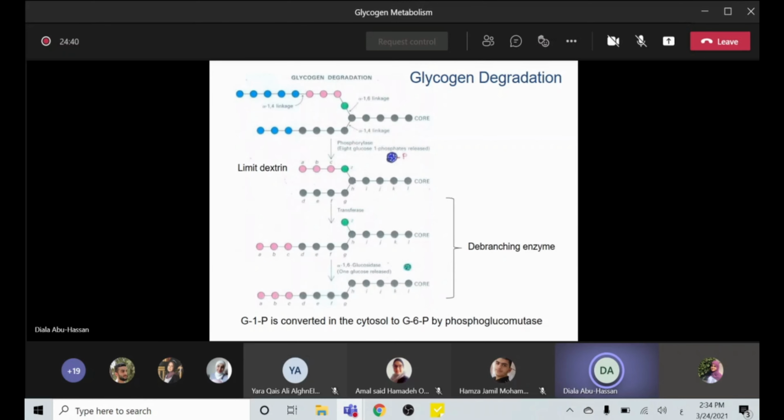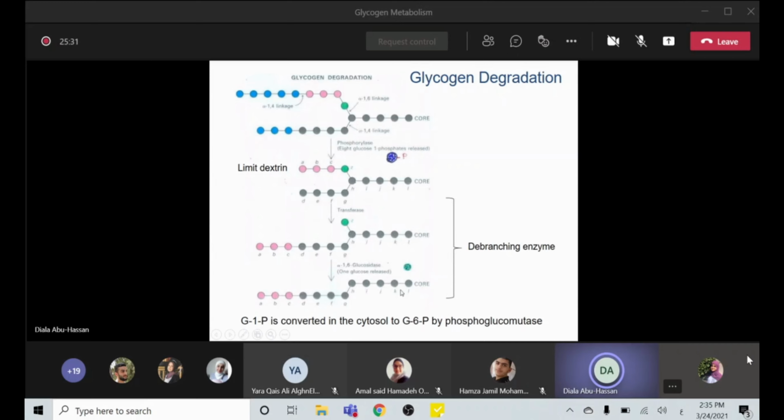So what happens for the branching point where we have an alpha 1,6 linkage? We need to have another enzyme, a debranching enzyme. Okay. This debranching enzyme has two functions. The first is the transferase that did the limit dextrin transfer process, and the second function is the alpha 1,6 glucosidase. Okay? Alpha 1,6 glucosidase is the enzyme that breaks the alpha 1,6 linkage and releases the residue, the green residue, that is at the branching point. Now I have my chain as a straight chain. There are no branches, so the phosphorylase can come again and cleave these residues one after one, okay? And release them in the form of glucose 1-phosphate.